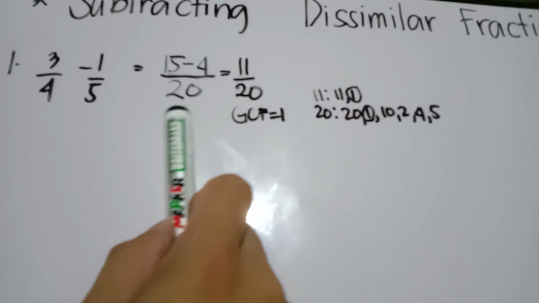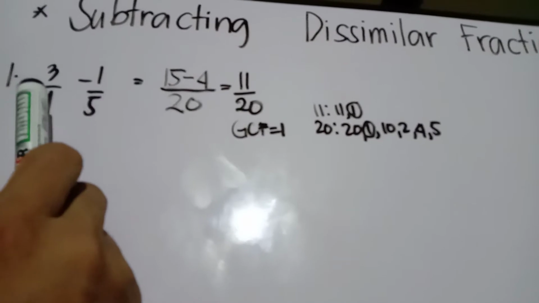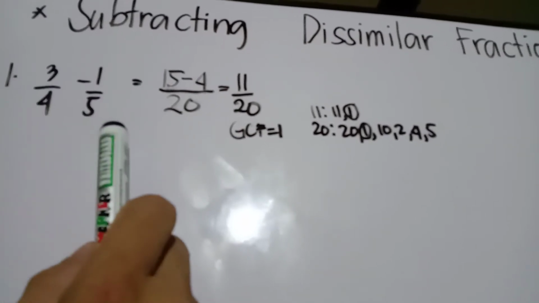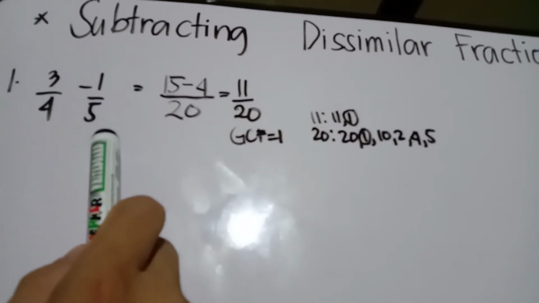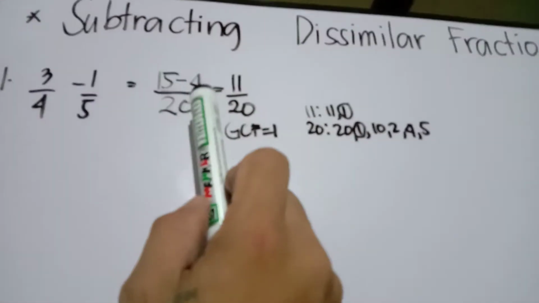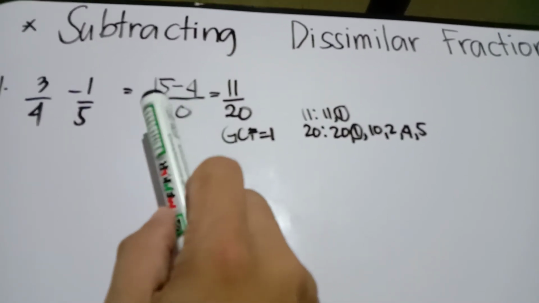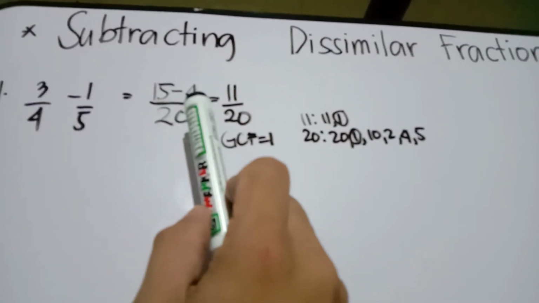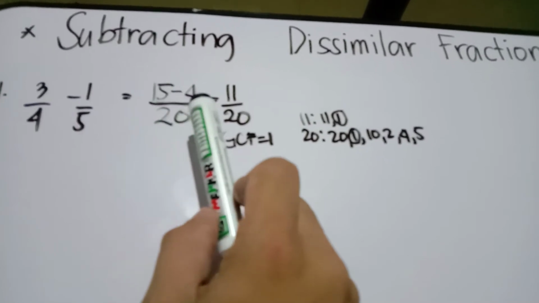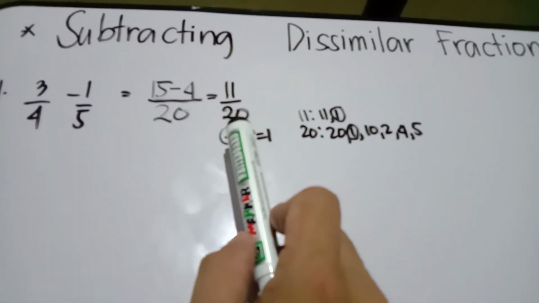Next, we are going to cross multiply. We will multiply the numerator and the denominator. So 3 times 5 is equal to 15, and 4 times 1 is equal to 4. Next thing to do is subtract 15 and 4. So 15 minus 4 is equal to 11, and copy the denominator, which is 20.